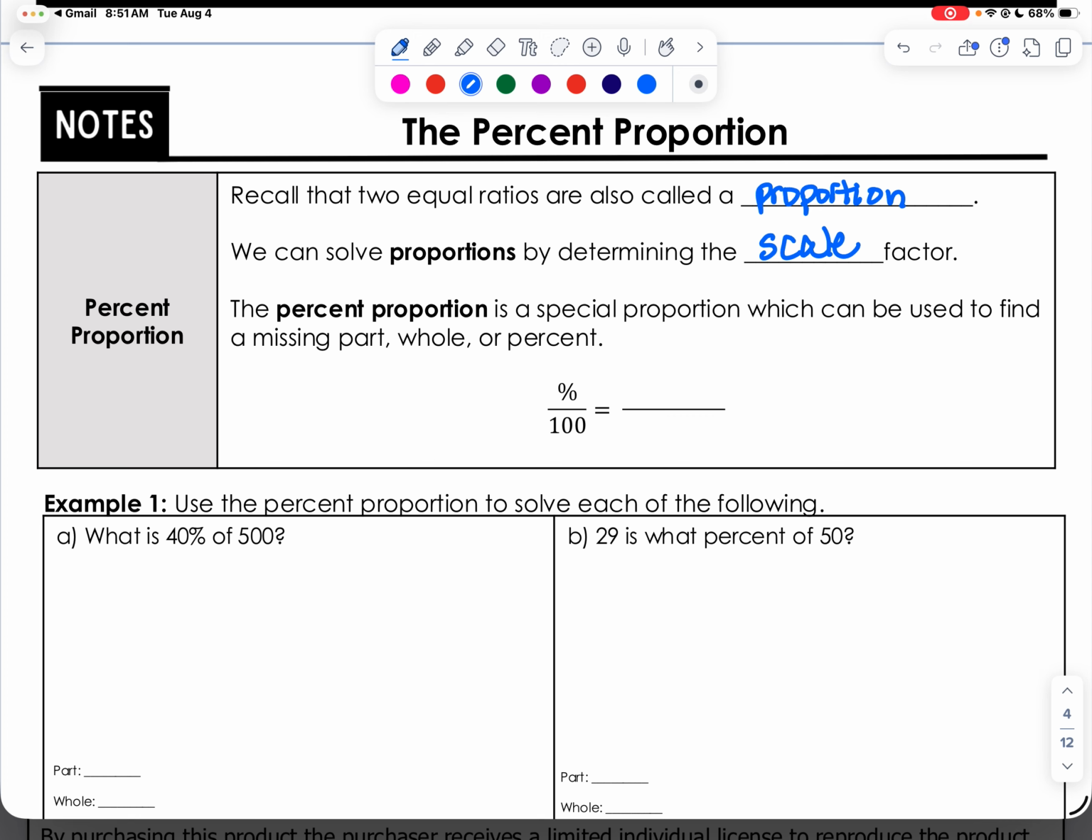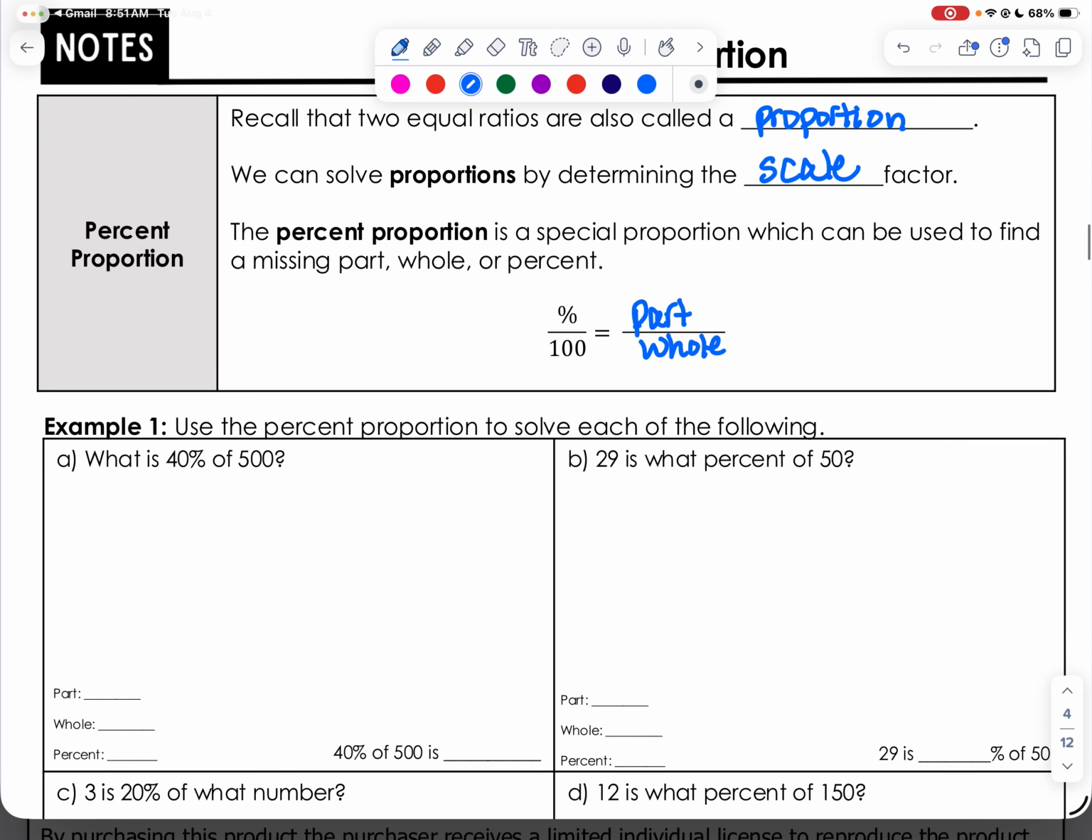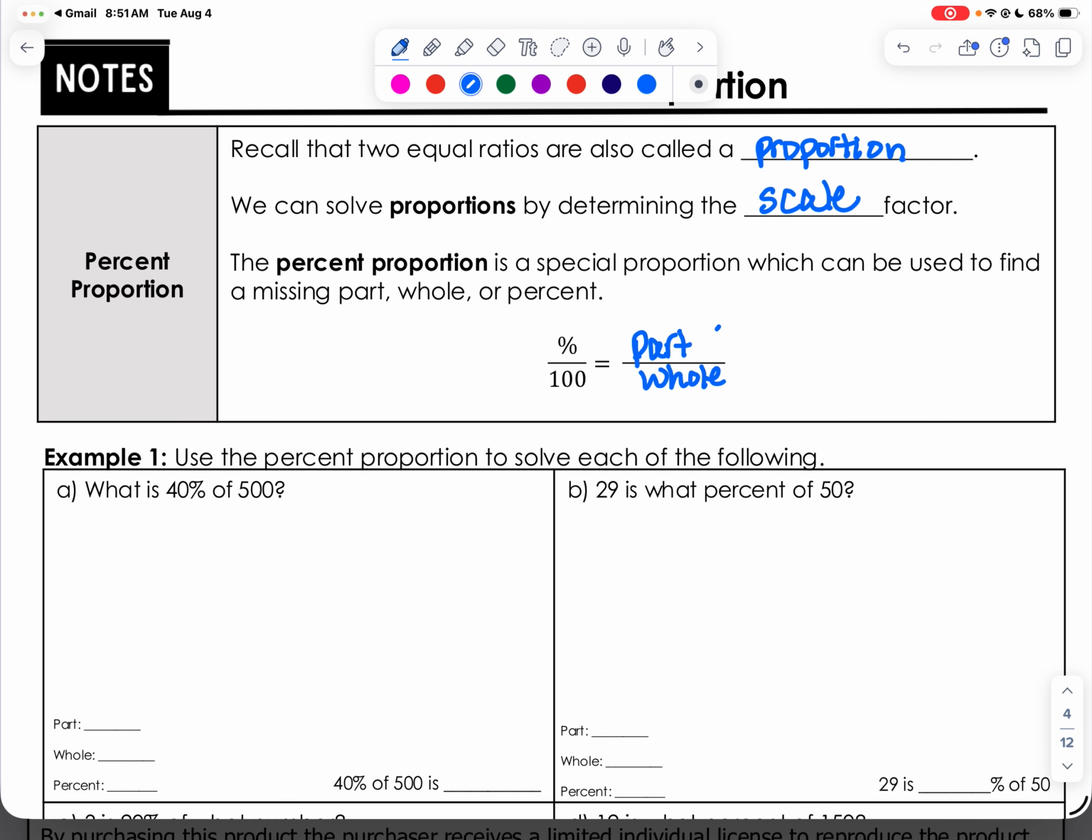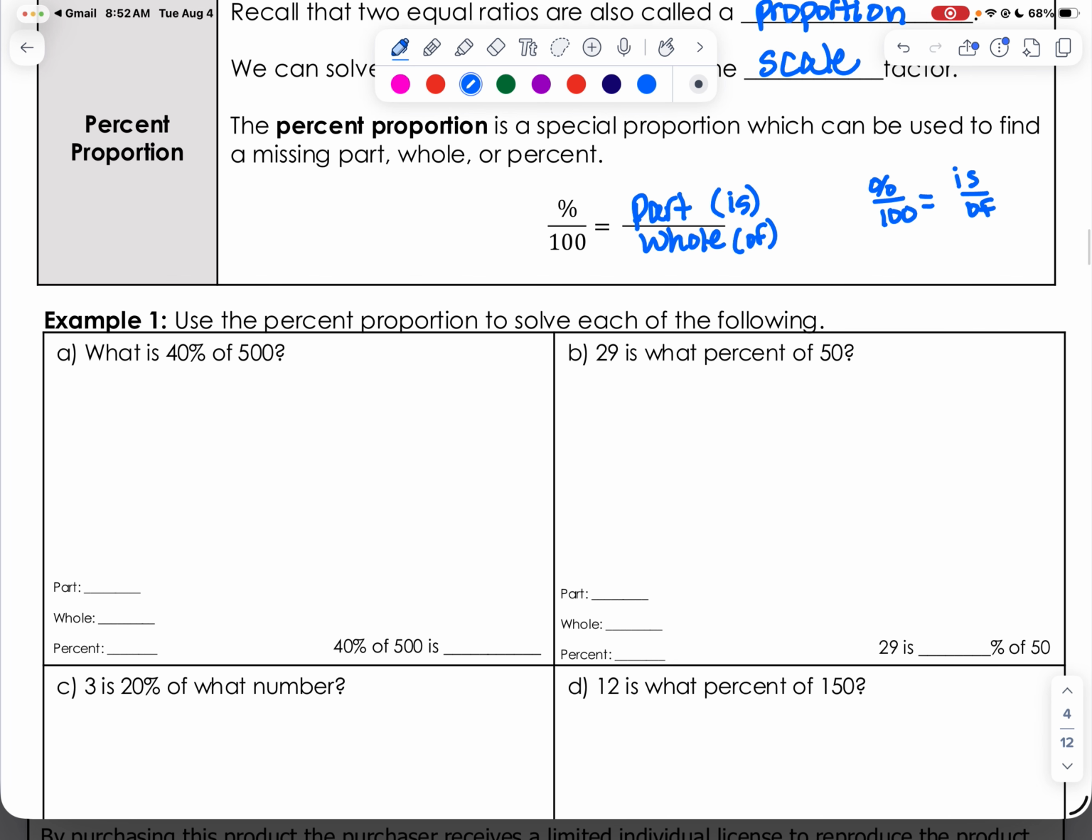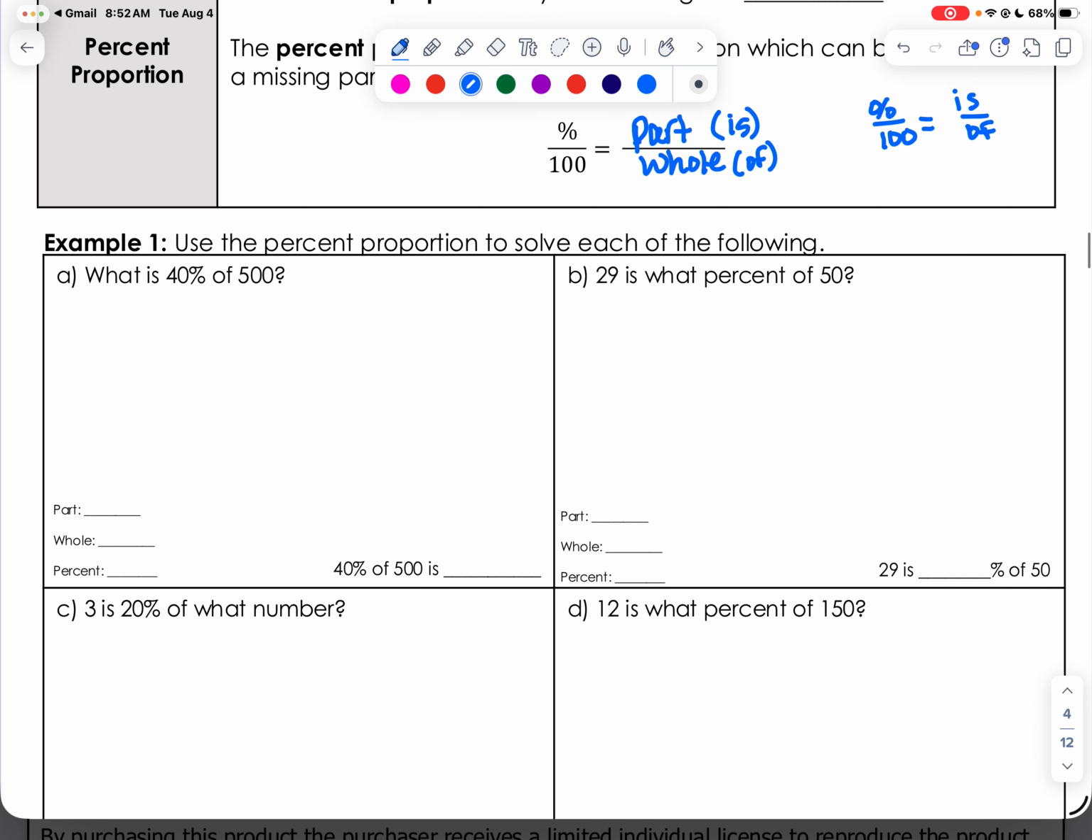And in a percent proportion, the first ratio is the percentage over 100, and the second ratio is the part over the whole. So percent over 100 is equal to part over whole. Now, sometimes in a word problem, the part is represented with the word is, and the whole is represented with the word of. So sometimes people say the percent proportion is percent over 100 is equal to is over of. All right, now let's look at that percent proportion in a couple of word problems.